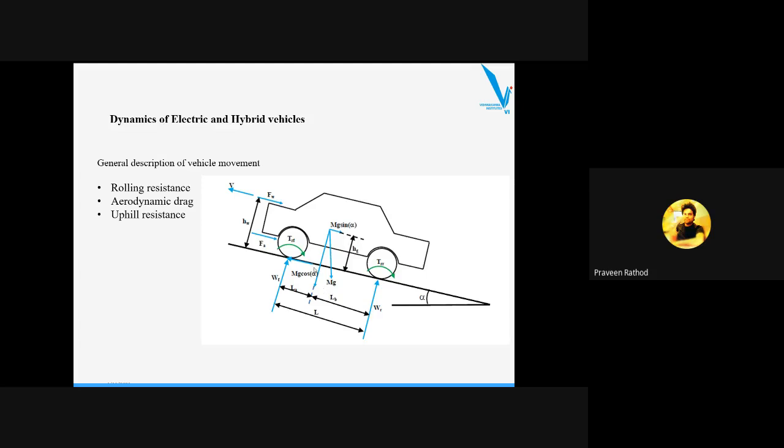There are two resistances which have been indicated over here, which are acting in the opposite direction. So which are the forces acting in the opposite direction? TRF and TRR. What are those things? Can anybody tell? Traction, sir. Tractive force at the front wheel and tractive force at the rear wheel. Okay, that is correct.